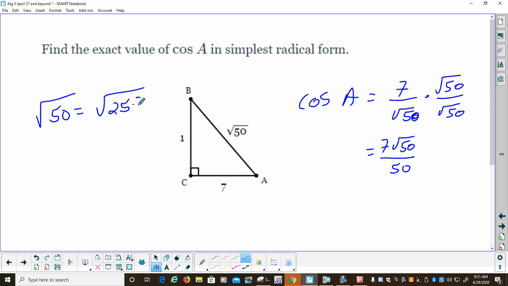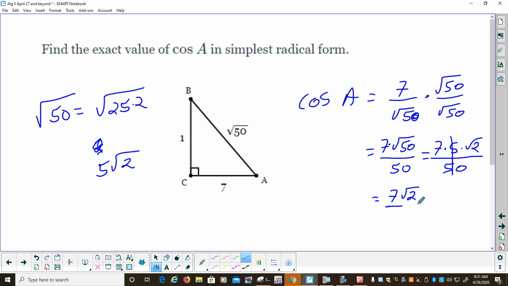That's 25 times 2. 25 will pop out as 5, so 5 square roots of 2. So coming back, and there's a times here, 7 times 5 square roots of 2 over 50. This reduces to give you 7 square roots of 2 over, 5 goes into 50 10 times. That's your final answer. 7 square roots of 2 over 10. The 2 and the 10 can't reduce because that's inside the radical, and this is outside the radical.